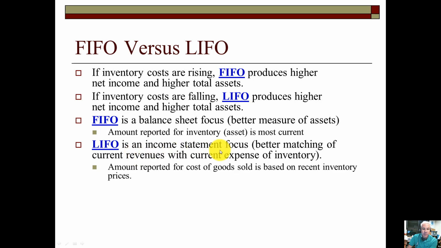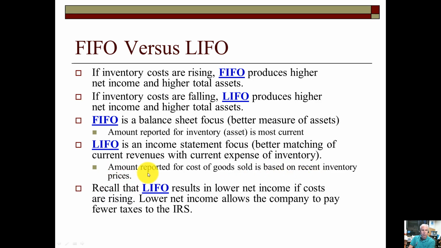LIFO is an income statement focus which gives a better matching of current revenues with current expenses of inventory. And then therefore the amount reported as cost of goods sold expense is based on recent inventory prices. Recall that LIFO results in lower net income if costs are rising. However, if costs are falling, look up to bullet point 2 here, LIFO produces higher net income. Okay, so we have to be careful with LIFO. But generally during rising prices, LIFO will give us lower net income.